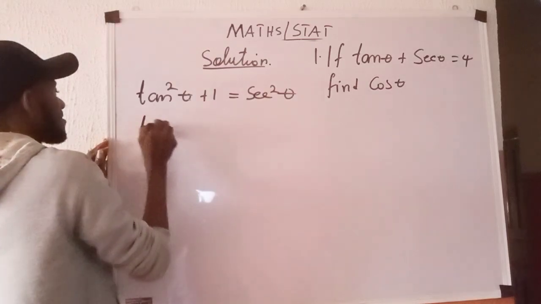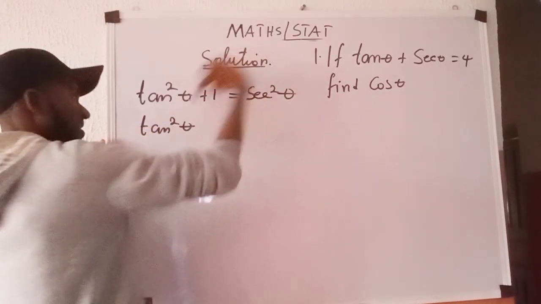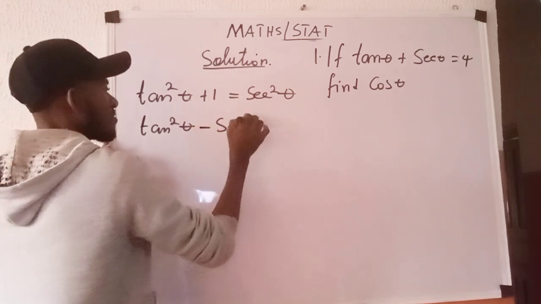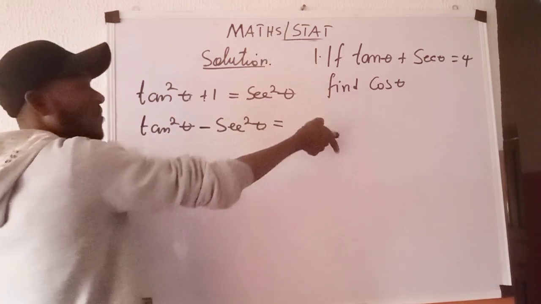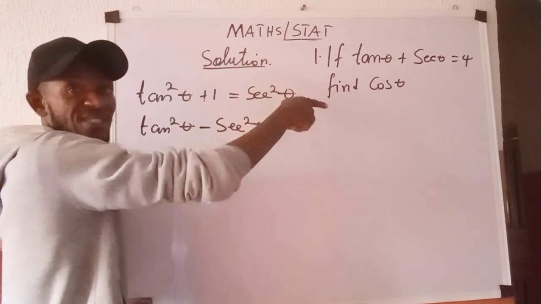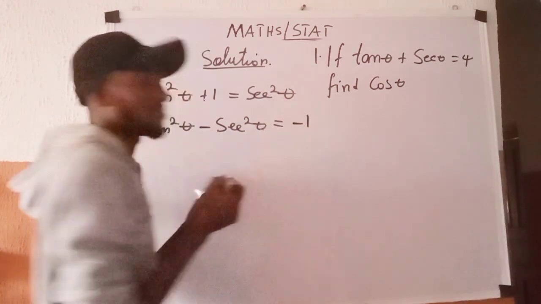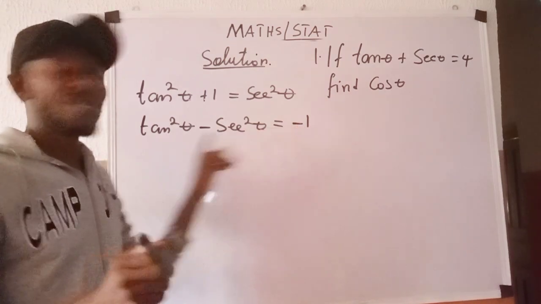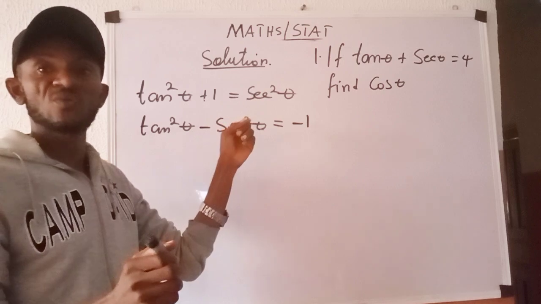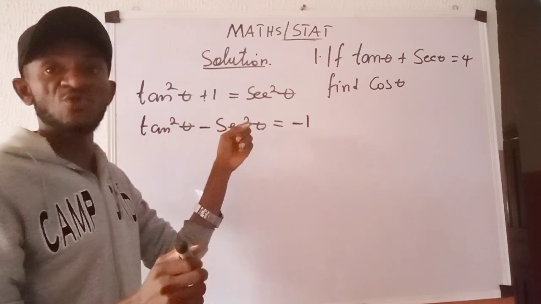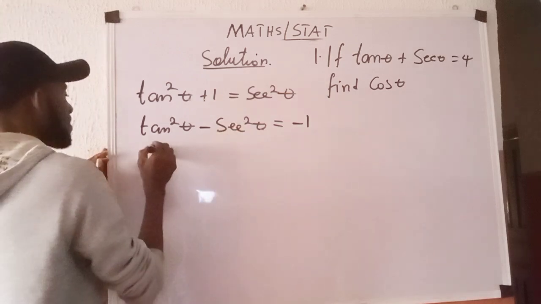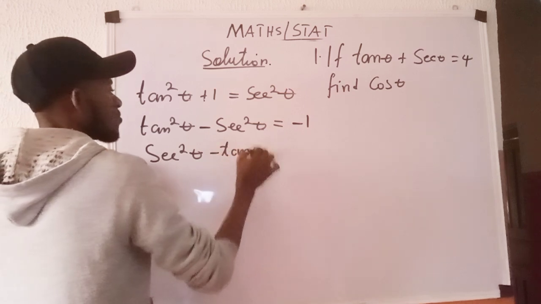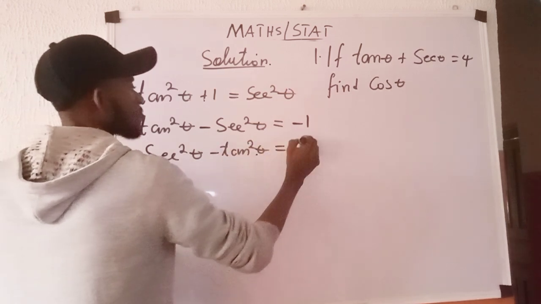That tan squared theta, bringing this sec squared theta over here, it takes a negative sign, minus sec squared theta, taking this 1 over there, when it is bearing positive sign, it takes a negative sign. So you have minus 1. If you must make this minus 1 to be positive, it means that you need to use negative sign to multiply all through. And using negative sign to multiply all through my left-hand side, I'll be able to have this written this way. That sec squared theta minus tan squared theta is given as 1.